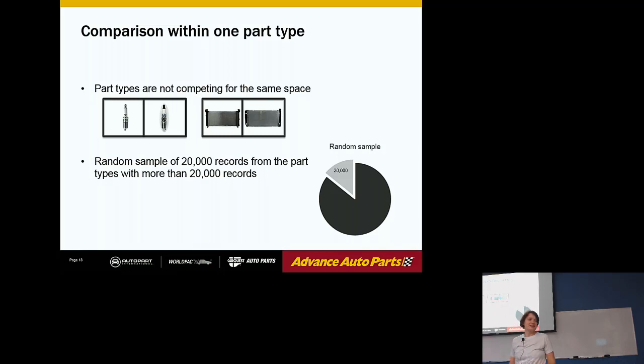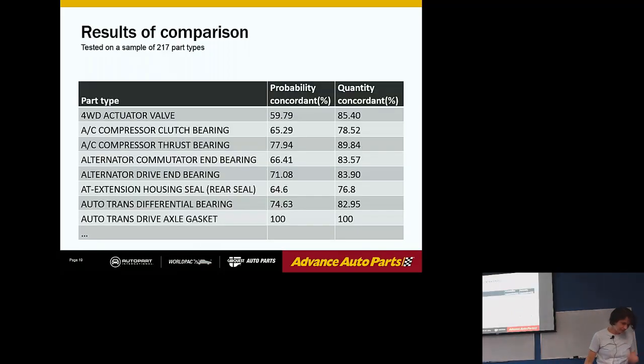Okay. So now we're done with the metric, done with how the comparison is done. We can look at the results of the comparison. So this is what the analysis looked like. We did this on the sample of 217 part types. And the number you see here is percent of concordant peers. So out of all part store peers, how many were concordant with the actual sales?